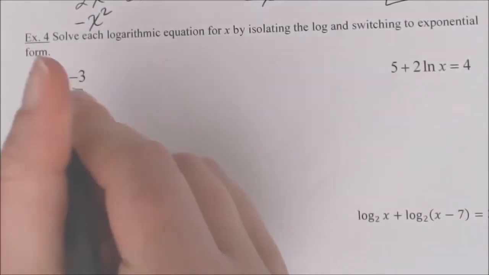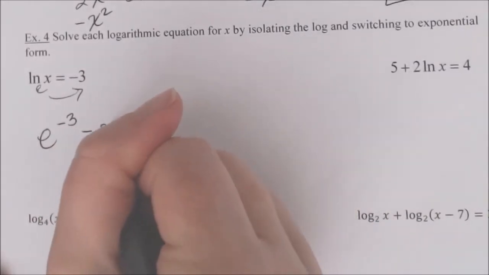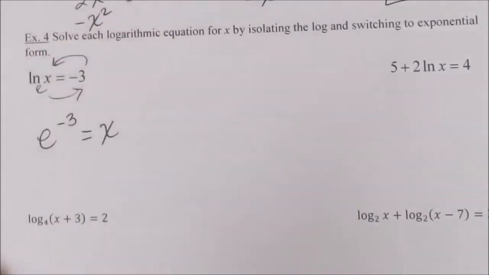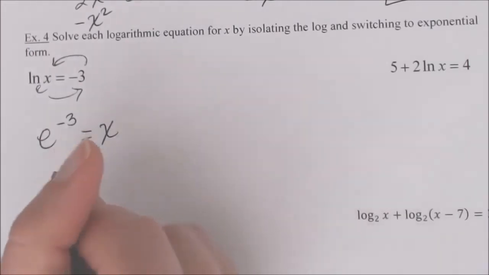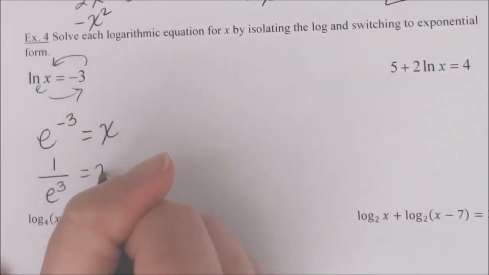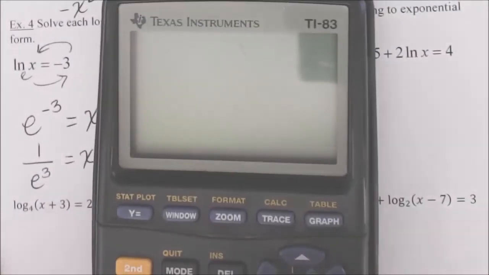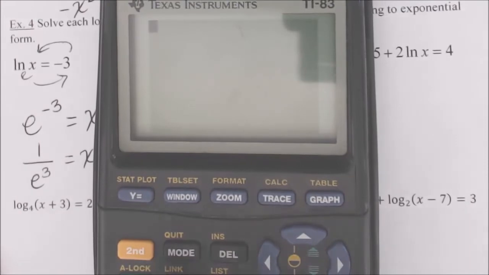We're going to have e raised to the negative third power equals x, equals what's inside the log. We could leave it like that. We could write it as 1 over e to the third if we wanted an exact answer. If we needed a decimal answer for it, then we would just go to our calculator and we could do second e.